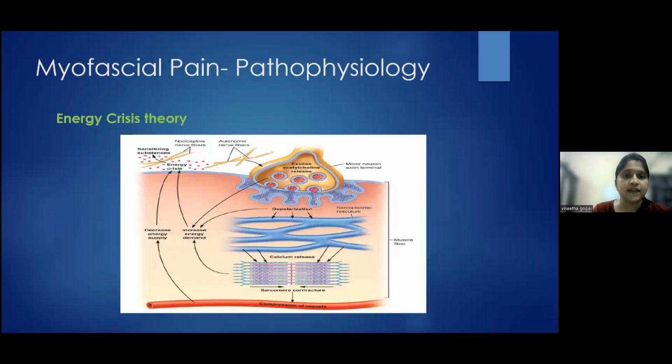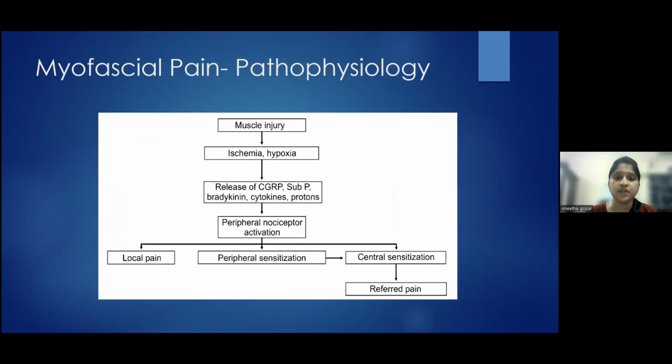Now, pathophysiology, I'm not going into detail, but you should know that there is some supply-demand imbalance taking place in the muscle. The demand is more, but supply is less, because of which the muscle goes into a little bit of ischemia and hypoxia. This causes a release of various substances that activate our peripheral nociceptors, which causes local pain, then peripheral sensitization, then central sensitization, and when central sensitization happens, referred pain also comes. That is the pathophysiology.